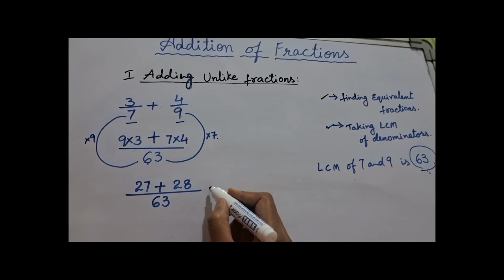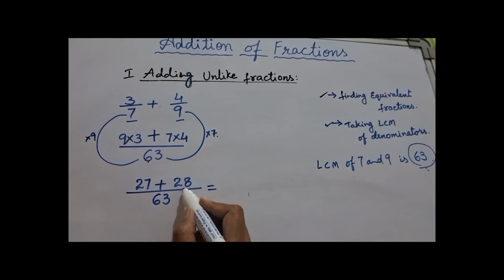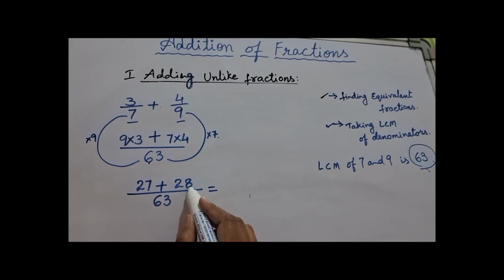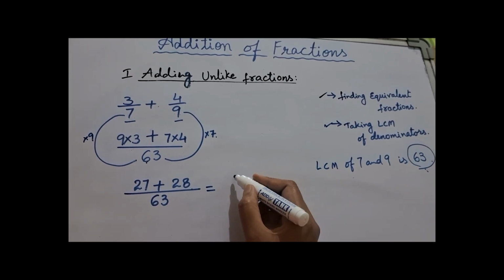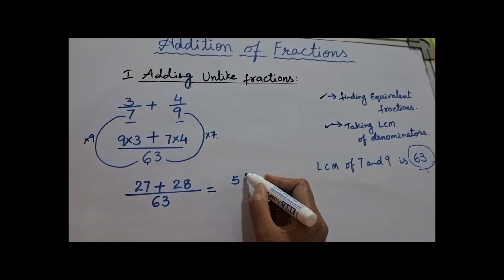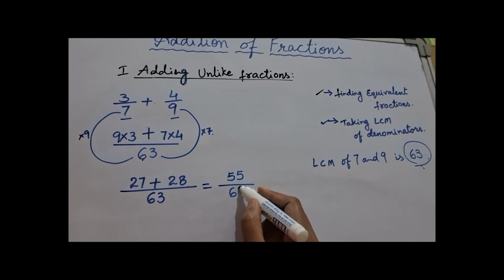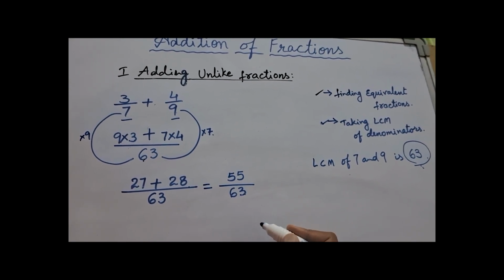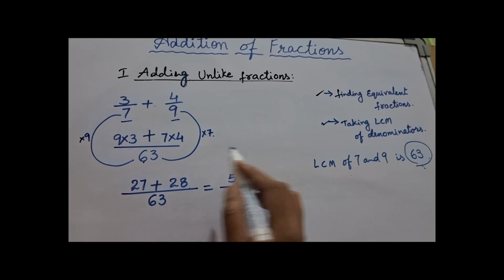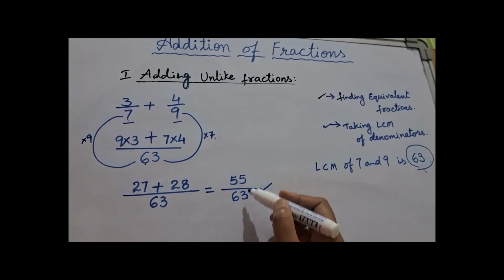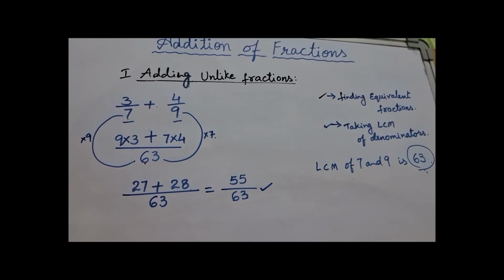27 plus this is 7 into 4, 28, which is equal to, in the numerator place what we had? 27 plus 28. That means it is 55 by 63. Okay children. So this is the answer. 3 by 7 plus 4 by 9 is equal to 55 by 63.